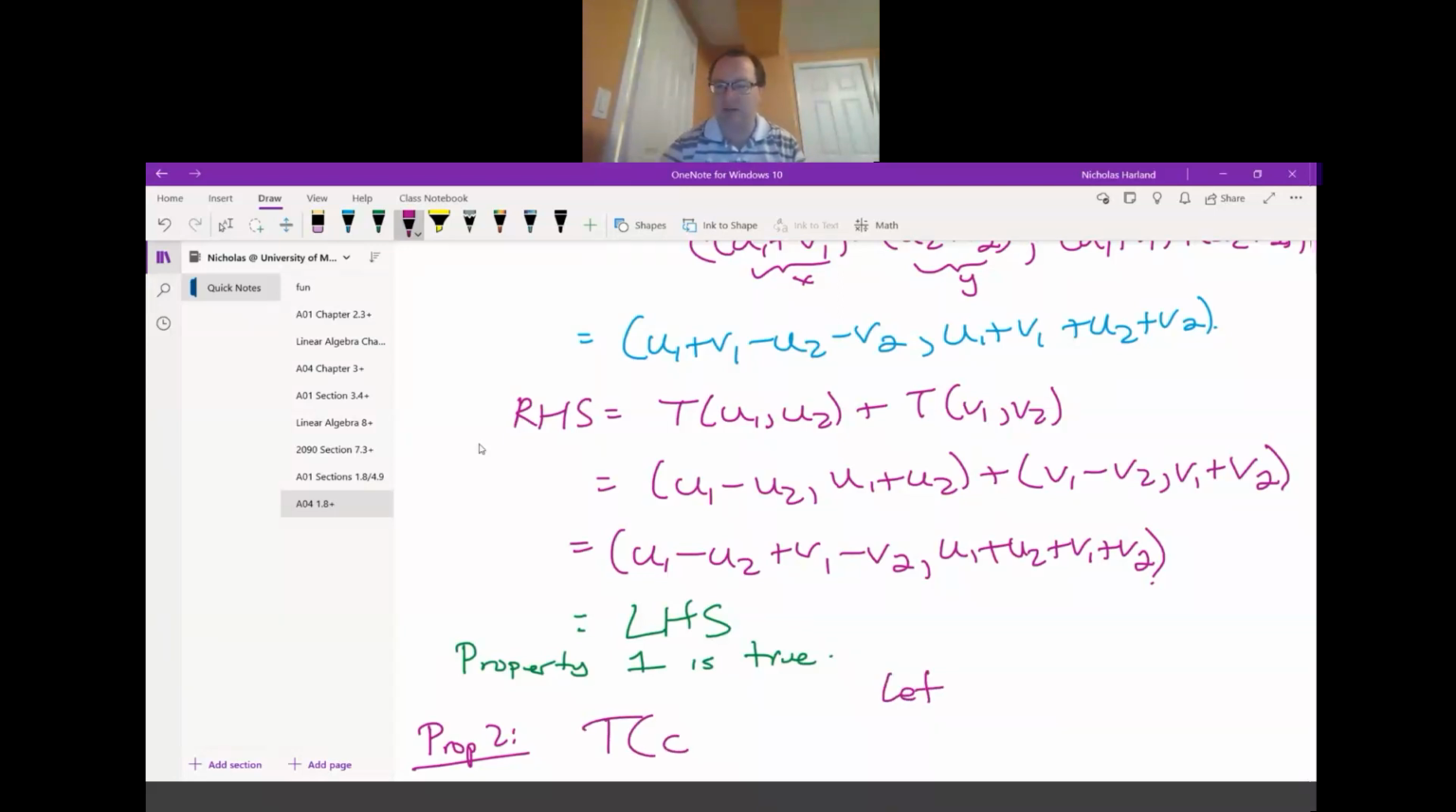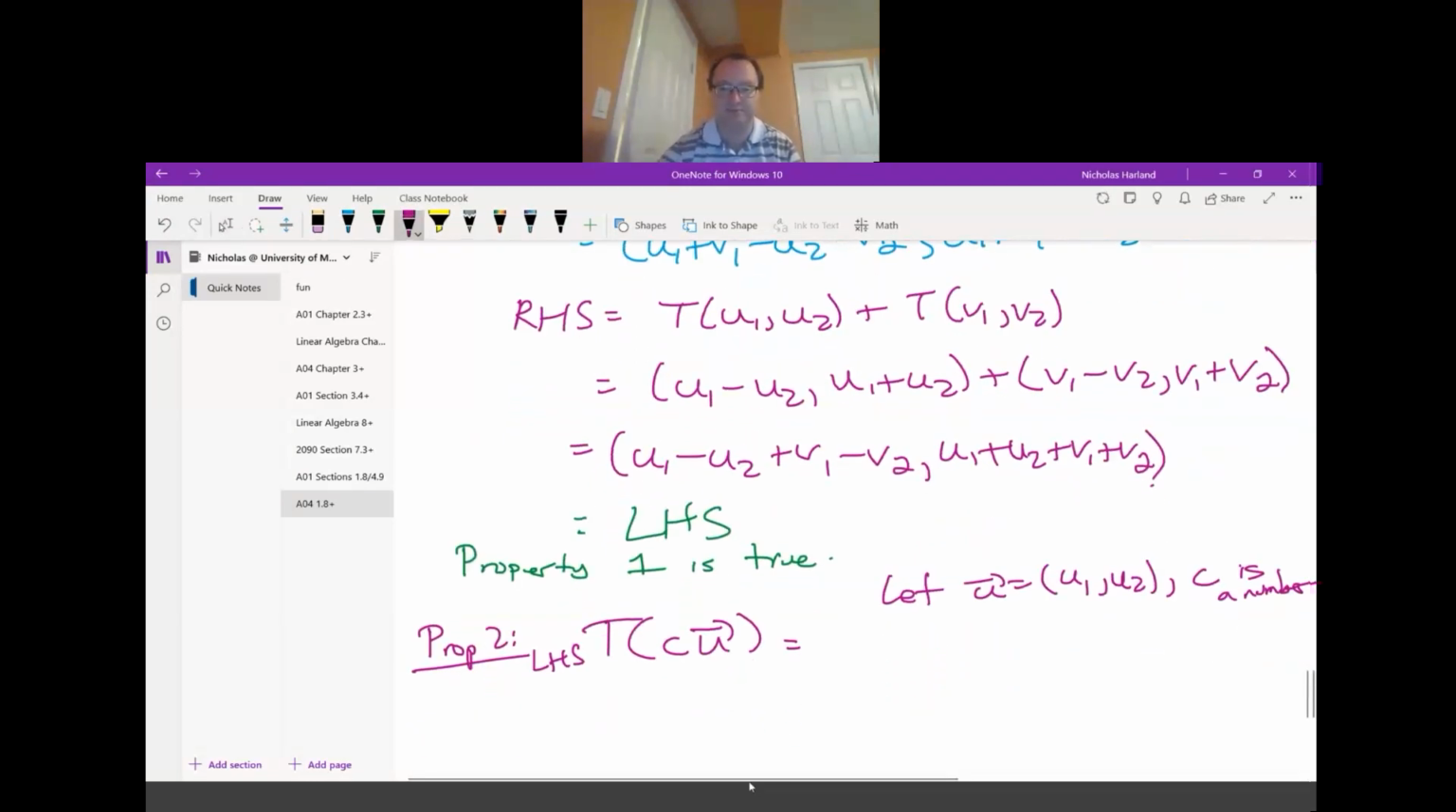So again, let u be equal to u1, u2. In this case, we don't need a second vector. C is a number. So T of CU, there's our left-hand side. What is C times U? CU1, CU2. So again, here's our X, there's our Y. So that's equal to x minus y and x plus y.